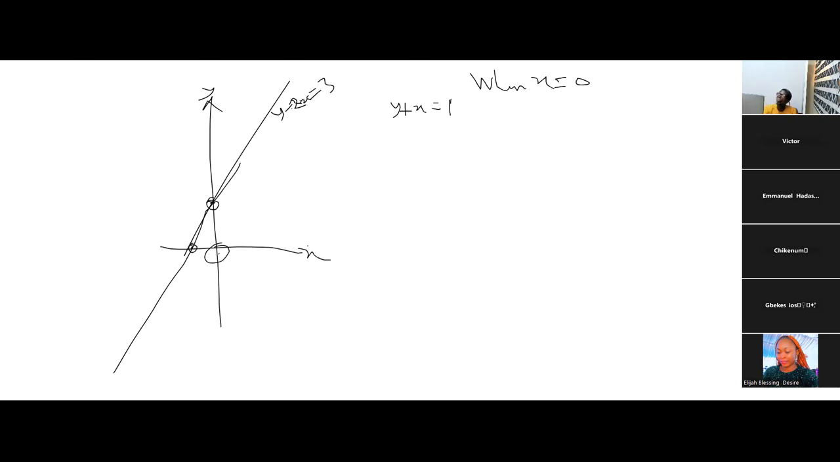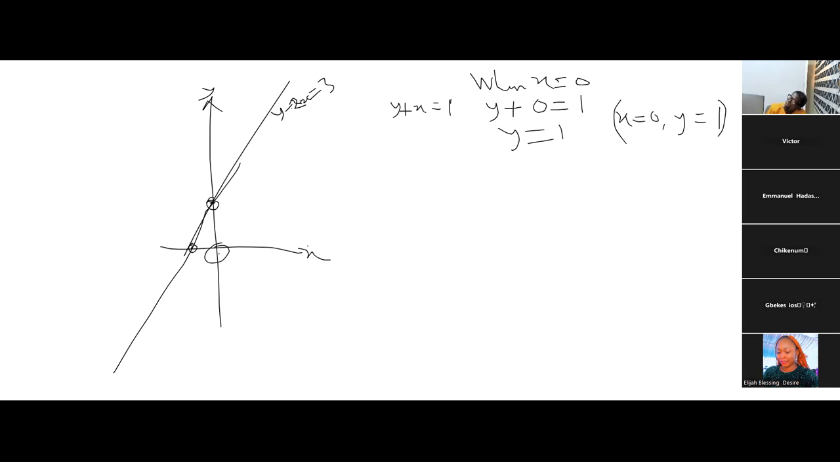When x is equal to 0, we now say y plus 0 is equal to 1, which means y is equal to 1. So we now have a coordinate: x is equal to 0, but y is equal to 1.